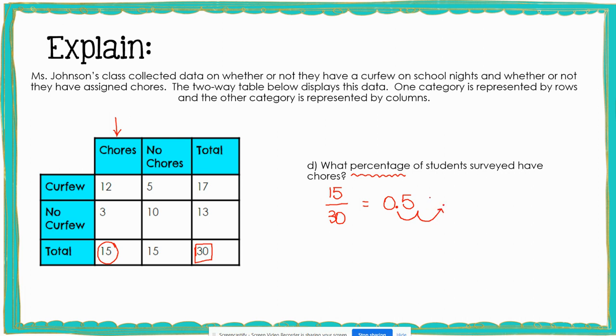Well, I have an empty space here, and when I have an empty space, I need to fill that with a 0. So that means that this is 50%. So if I look at this, it makes sense because 15 is half of 30 and 50% is half. So half or 50% of students surveyed have chores.